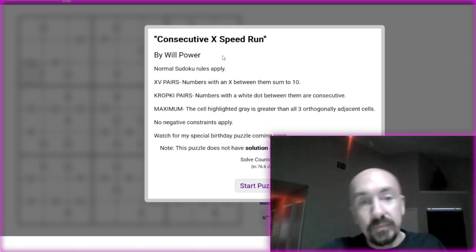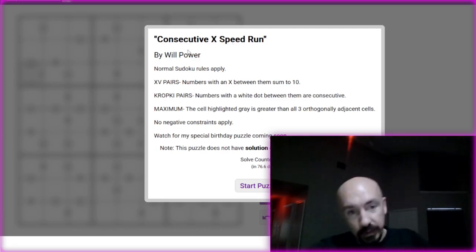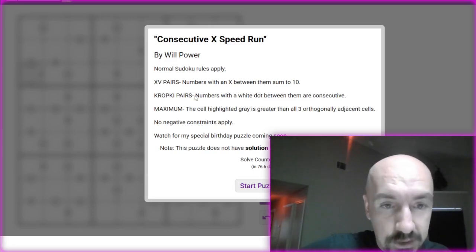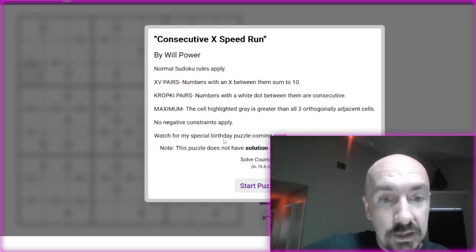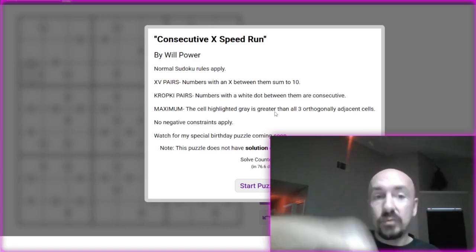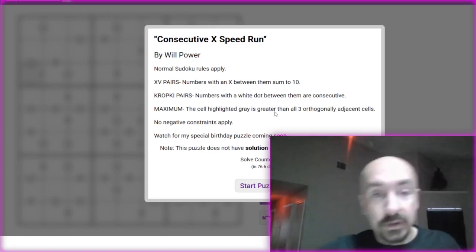Alright, so today, Consecutive X Speedrun by Will Power. Normal Sudoku rules apply. We have XV pairs, consecutive pairs, a maximum, and no negative constraints. Okay, so this is an old one. I already did Will Power's birthday puzzle. It was a good one. All right, let's see what we got.